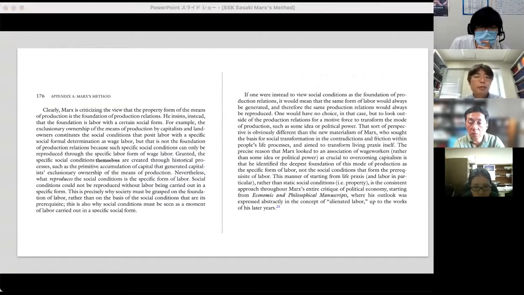As we can see from this argument, the foundation of capitalist production is not the property form of the means of production, but labor with a certain social form. Let's take a closer look at this point. I will now read out, partially, page 176 of Appendix A of my book.